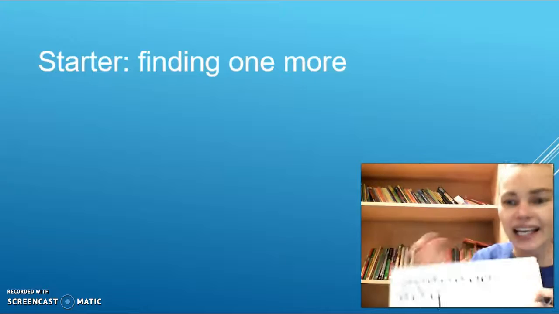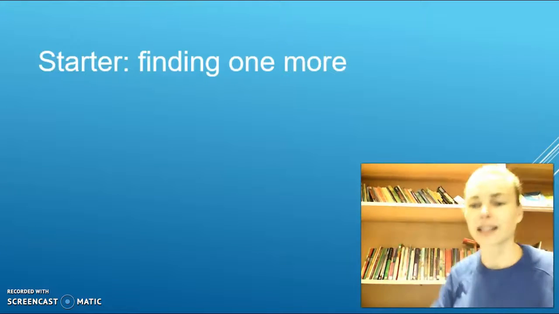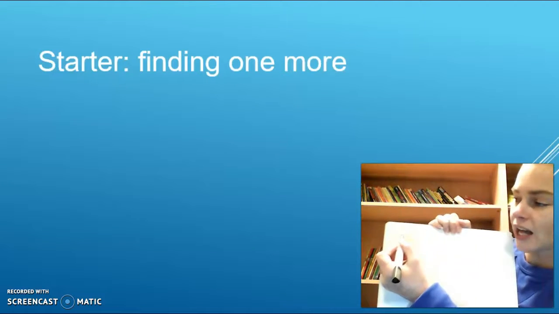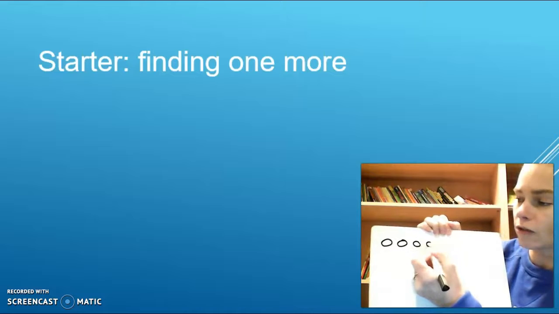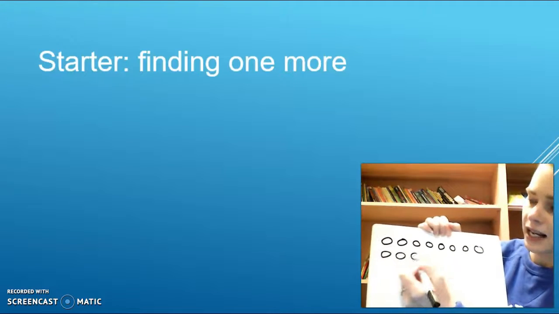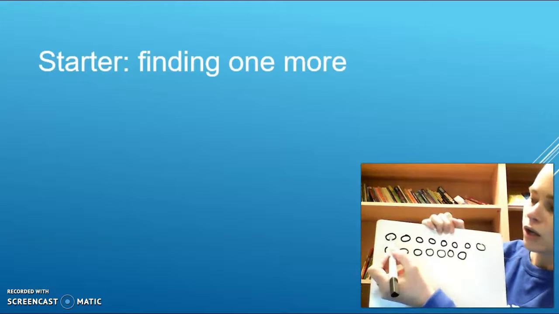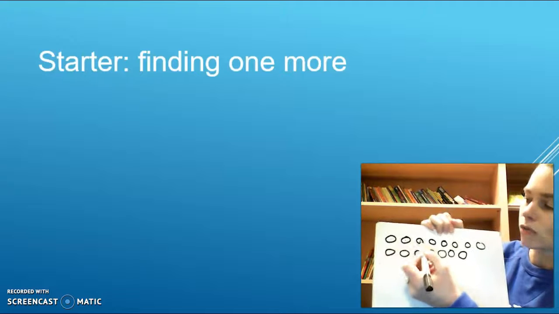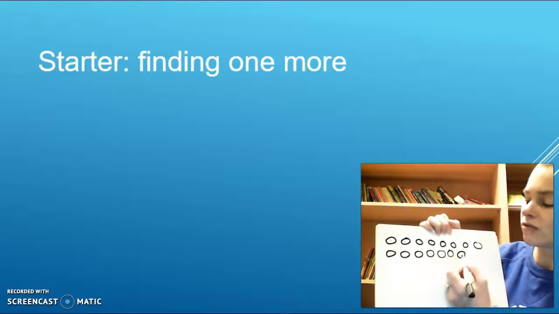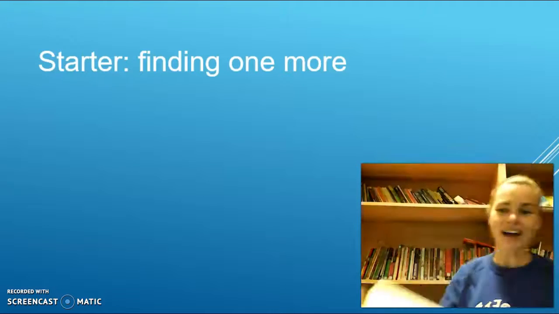Next, we're going big. Can you find one more than 14 for me, please? Pause me and work that out. To find one more than 14, I'm drawing 14 circles. 1, 2, 3, 4, 5, 6, 7, 8, 9, 10, 11, 12, 13, 14. Find one more, add on 1. Altogether, I've got 1, 2, 3, 4, 5, 6, 7, 8, 9, 10, 11, 12, 13, 14, 15. One more than 14 is 15. Well done if you got that, reception.